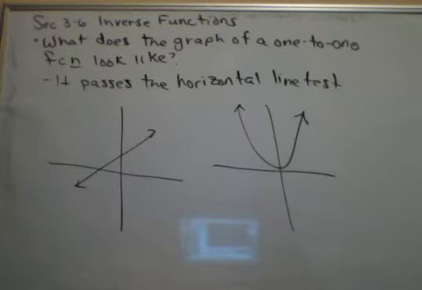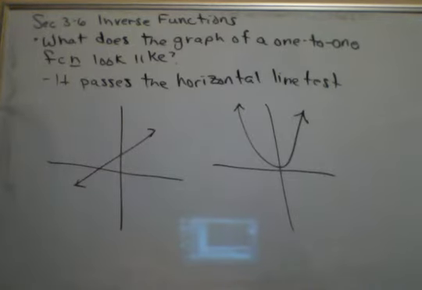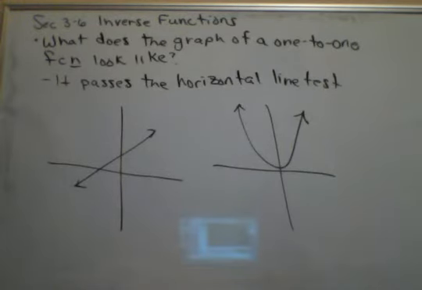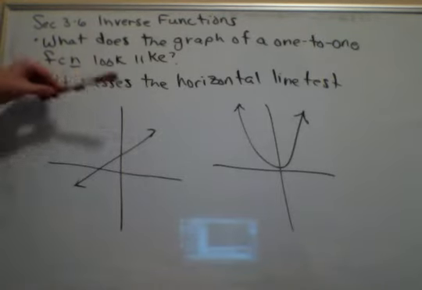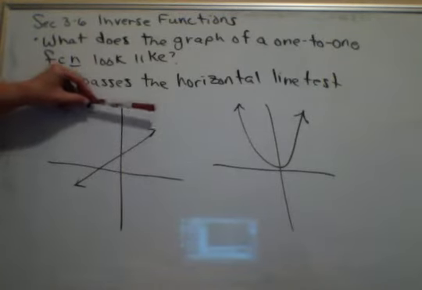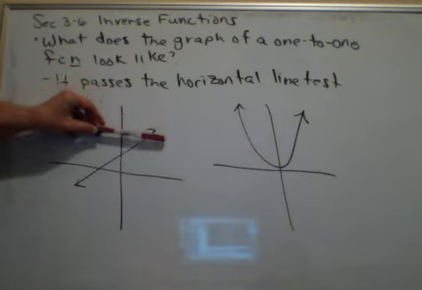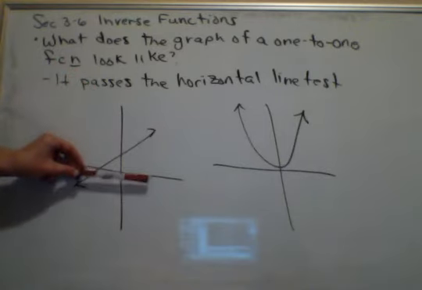Alright, so we're going to finish up with 3 quick topics on inverse functions. The first topic: what does the graph of a one-to-one function look like? The answer is that it passes the horizontal line test. If something passes the horizontal line test, it means that if we take a horizontal line and pass it over the graph of the function, it won't touch that function in more than one place at a time.